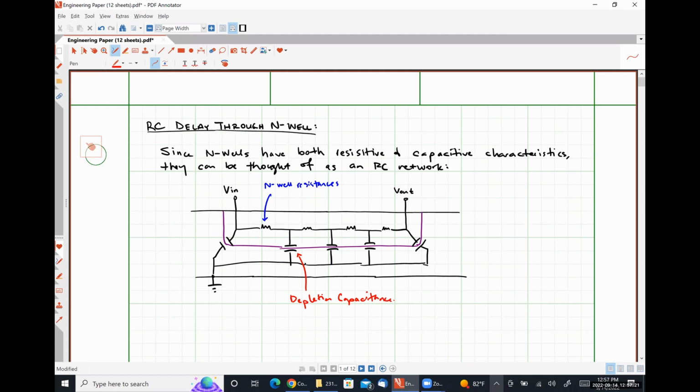Will the capacitance be uniform, or will it change as you get to the sidewall versus the bottom? So it will change. Sidewall capacitance is different than the bottom capacitance and all that kind of stuff.